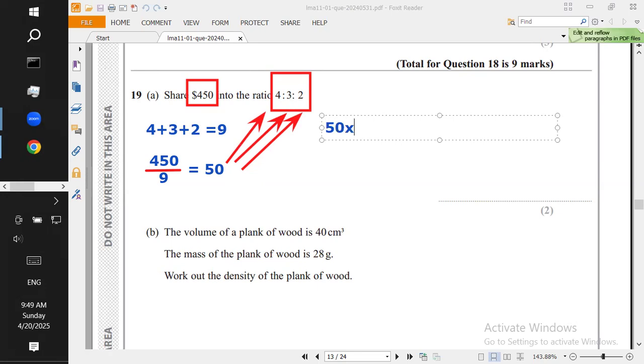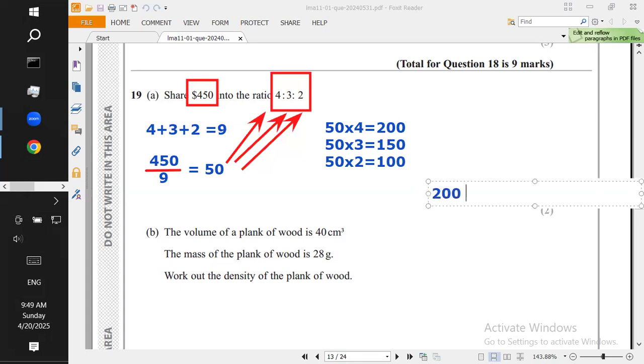So 50 times 4 equals 200. And then 50 times 3 equals 150. And the last one, 50 times 2 equals 100. And the answer for this question is 200, 150, and 100. I can write it here as a ratio, 200, 150, and $100.